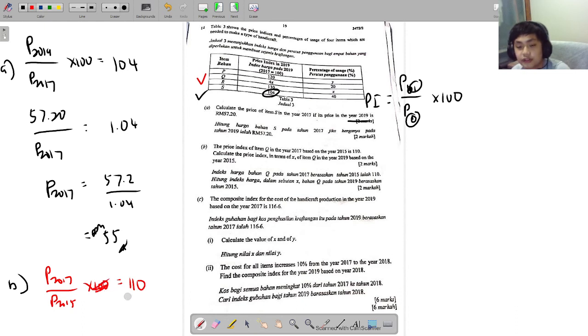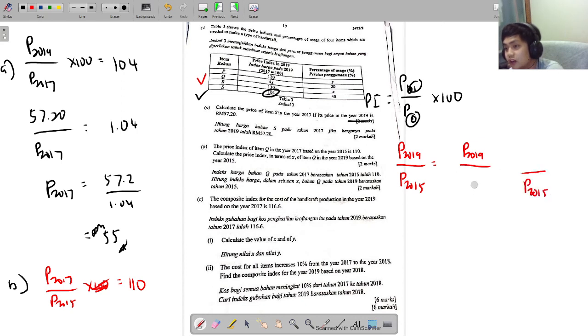Okay, I'm just going to write this first. Calculate the price index in terms of x of the item Q in the year 2019 based on 2015. Here I need to use a bit of a chain rule. 2019, 2015 means that 2019 needs to be on top, 2015 needs to be on the bottom. And the year that connects them together is 2017, right? Because these two can cancel out, right?